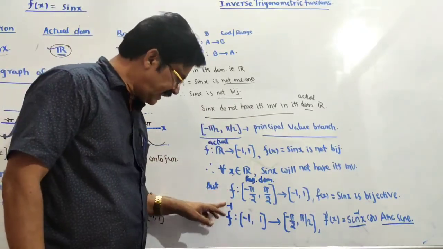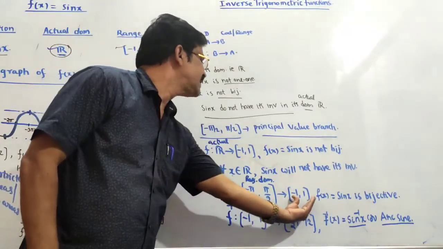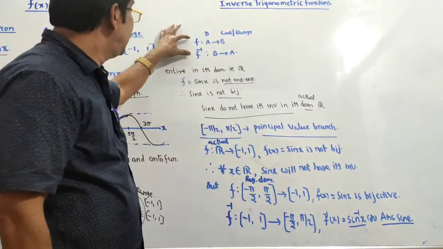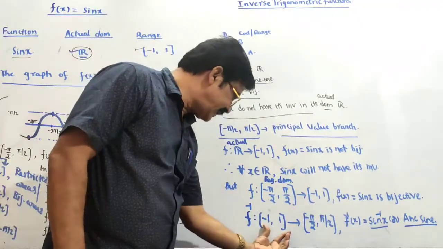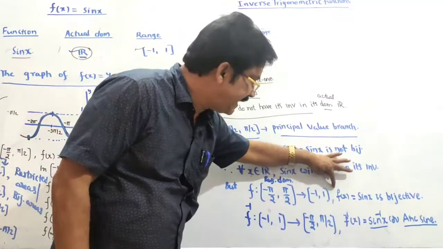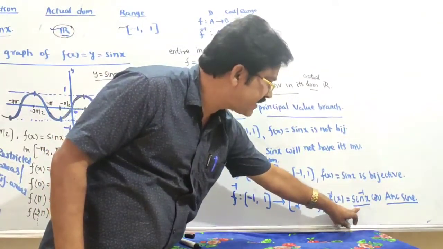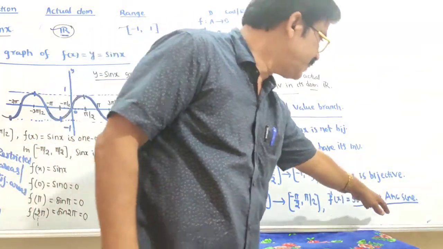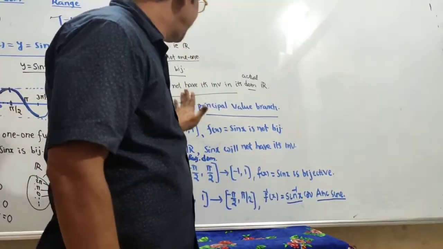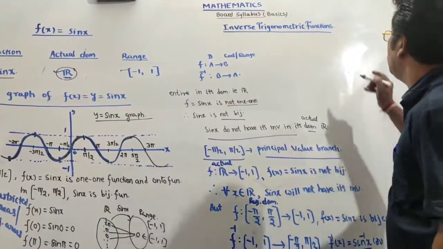Therefore, its inverse is defined as, or denoted by, f inverse from the closed interval of minus 1 comma 1 to the closed interval of minus pi by 2 to plus pi by 2. This range becomes the domain, and this domain becomes the range. It's the inverse notation, f inverse. It's denoted by sine inverse x or arc sine x. Sometimes we write arc sine, so both are the same. This is the notation and a definition, with some explanation with the help of the sin x graph, sine inverse x.